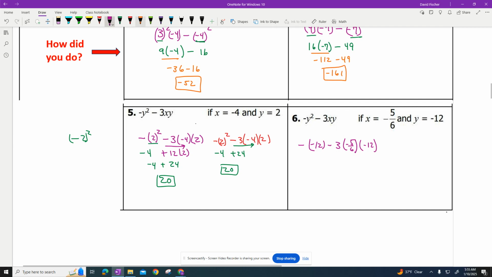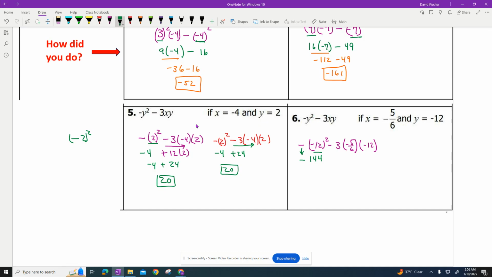Alright, so let's do our exponents. Oops, I forgot my exponent right there. We have to do exponents first. Negative times a negative. I've got two of these negative 12s, so negative 12 times negative 12. Negative times negative is a positive, and 12 times 12 is 144. But I want to bring that negative sign down, and then I'm going to put my 144.